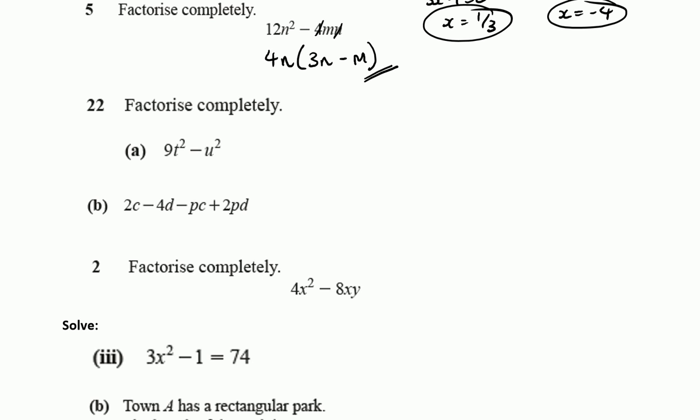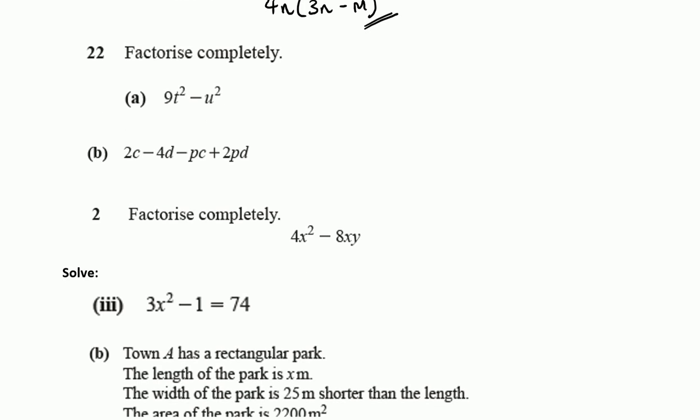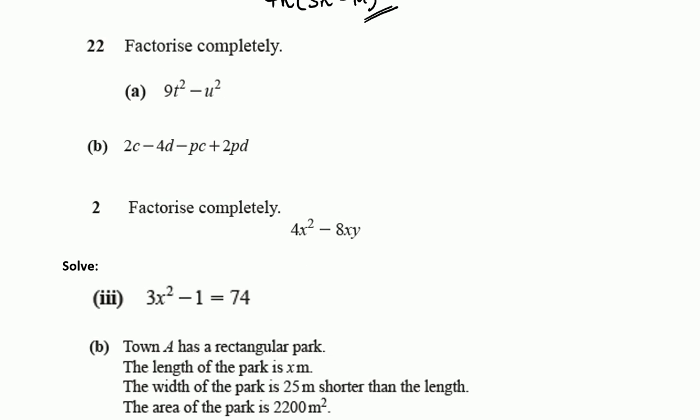Now over here we've got 9t squared minus u squared. This one is a little bit tricky. This one is a principle called the difference of two squares. And this is one of those things which you really want to think of as being a bit of maths vocabulary. And you need to spot when it's going to be useful to you.